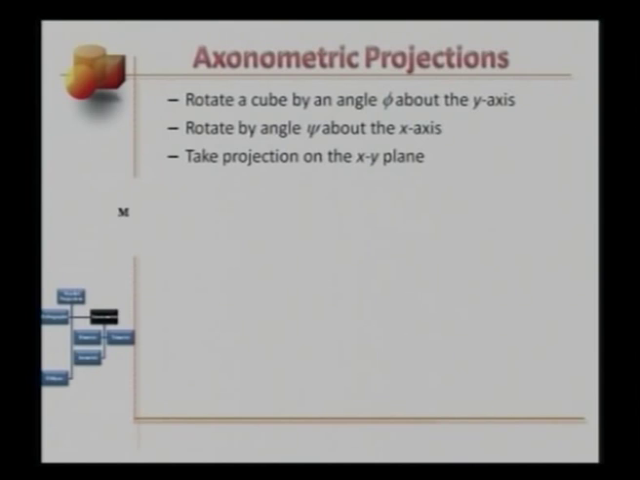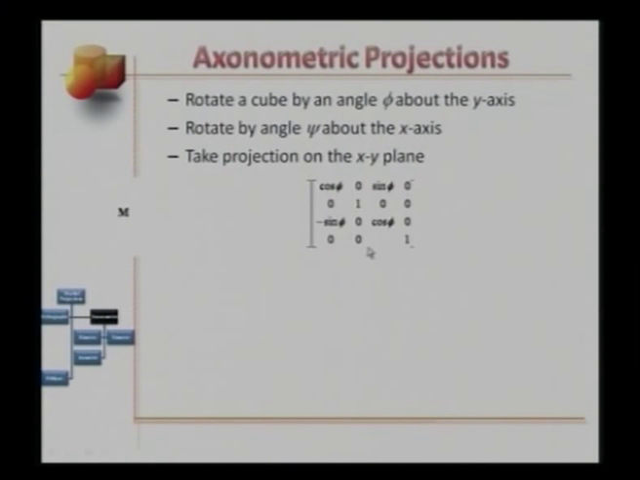The transformation will be given by matrix M, a 4x4 matrix in size. The first matrix will be the rotation about the y-axis. You are now familiar with these terms and how to construct these rotation matrices: 1, cosine of phi, minus sine of phi, sine of phi, and cosine of phi.